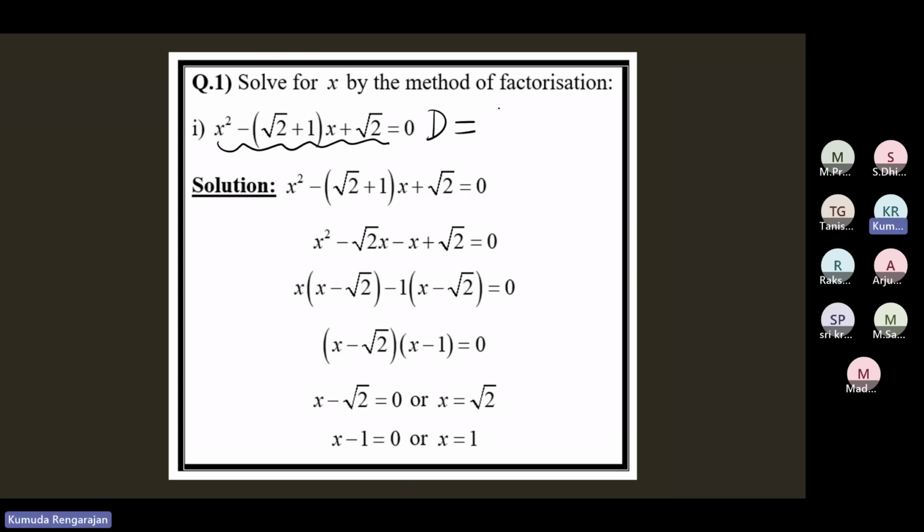Discriminant is given by... D is given by what expression? b square minus 4ac. b square minus 4ac. What's the value of b? Minus root 2 plus 1. Let me work in the earlier slide. Okay.